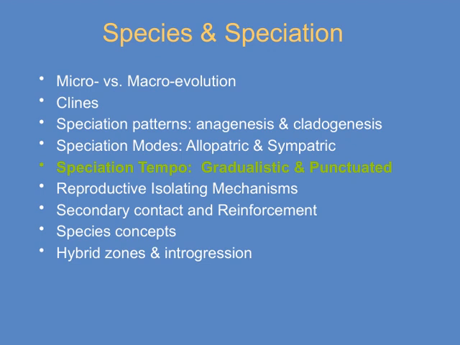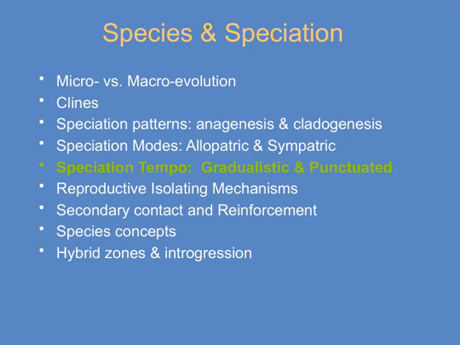When we talk about speciation patterns, two main types come up: anagenesis and cladogenesis. Anagenesis is when a single species gradually transforms into a new one without splitting, whereas cladogenesis involves a splitting event, leading to two or more distinct species. Moving on to modes of speciation, allopatric speciation occurs when populations are geographically separated, preventing gene flow and leading to divergence. In contrast, sympatric speciation happens without physical separation, often through ecological or behavioral differences within the same area.